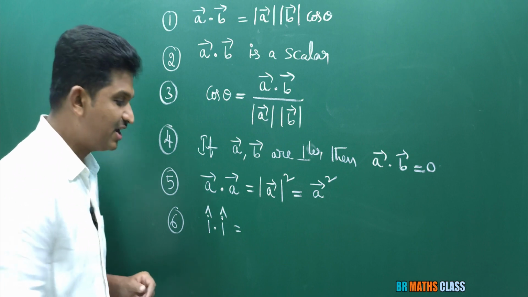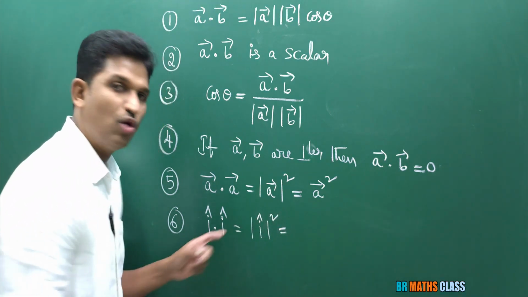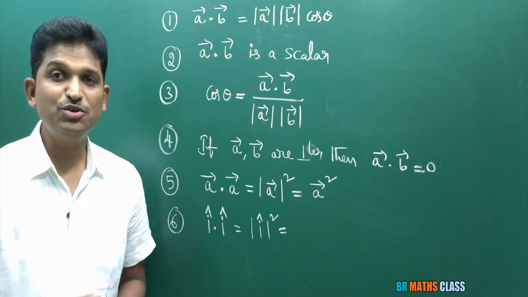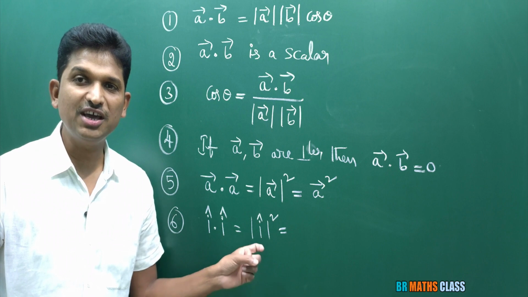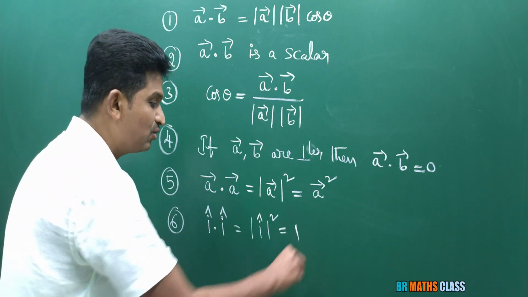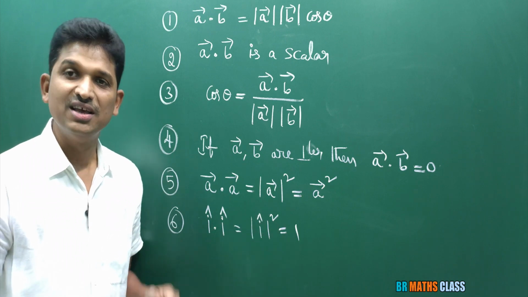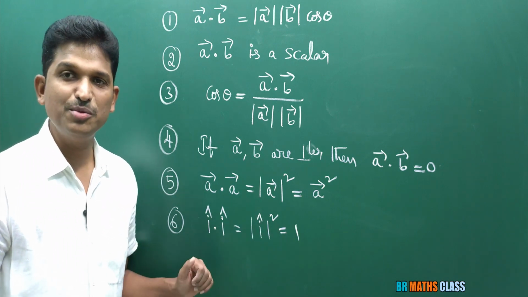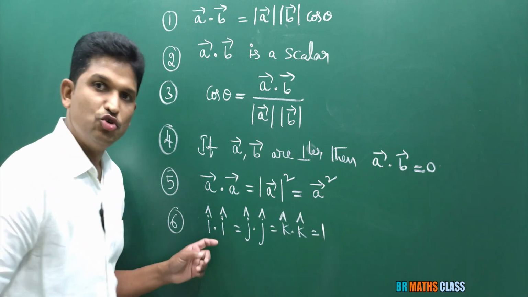What is I bar dot I bar? I bar dot I bar is magnitude of I cap whole square. What do you know about I cap? I cap is a unit vector along the direction of x-axis. Magnitude of I cap is what? It is 1. 1 square is what? 1. So, what is I bar dot I bar? I bar dot I bar is 1. Similarly, J bar dot J bar also 1. K bar dot K bar is what? It is also 1.